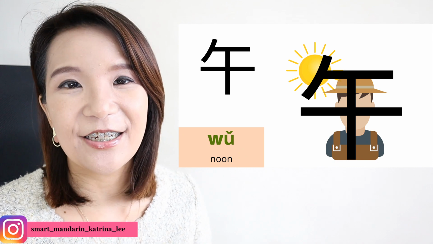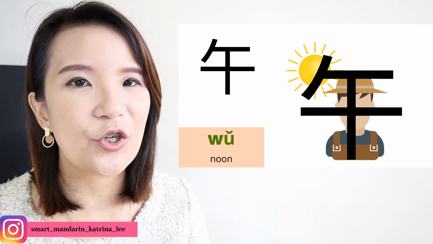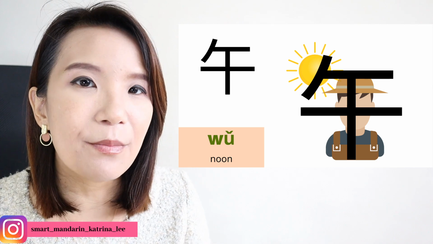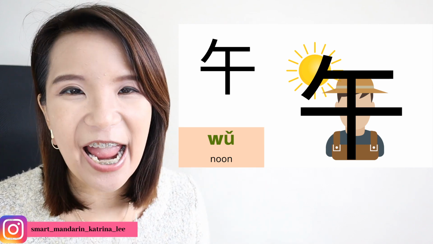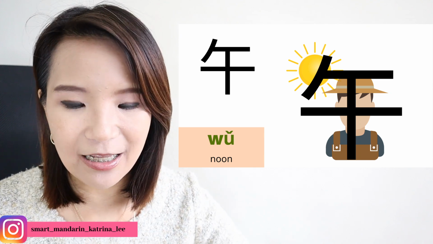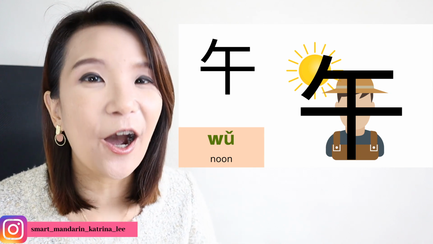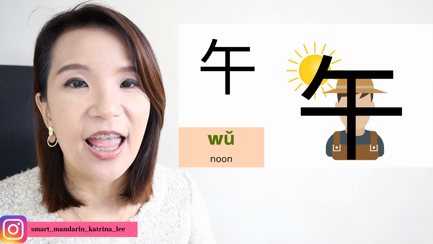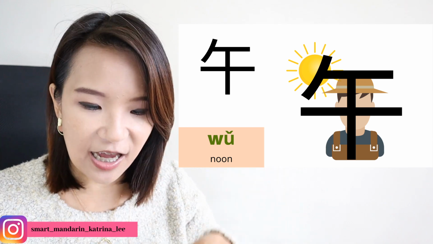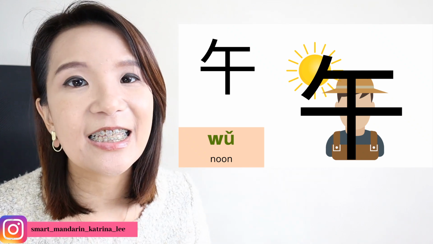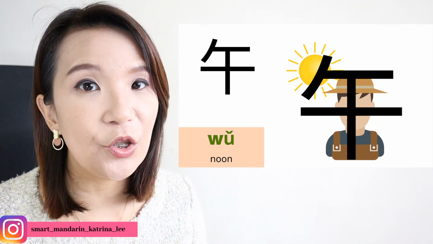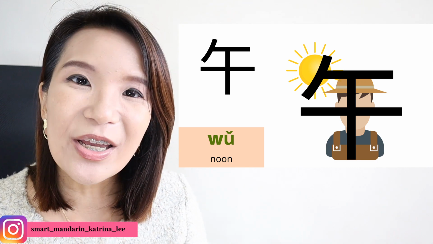And the next character looks similar to niu, which is wu. Just remember that wu means noon, right? At noon, there's a person working very hard under the sun, and his head is looking down and working. Though you don't see a stroke above, that is wu, which means noon. And this is how wu is written.